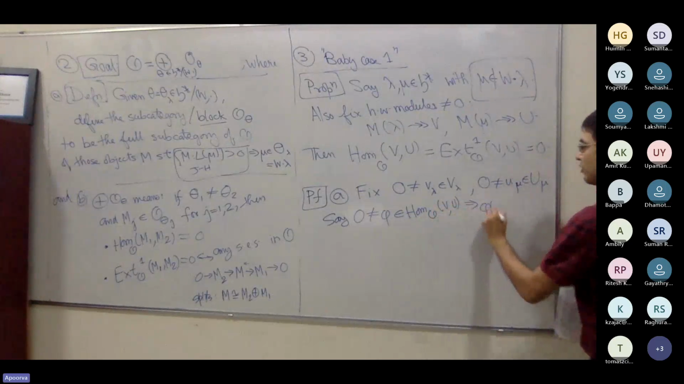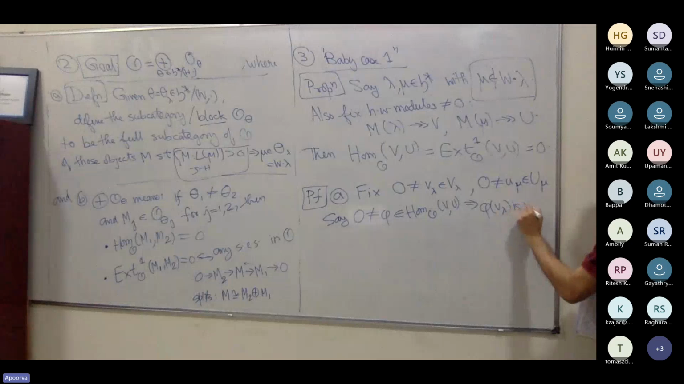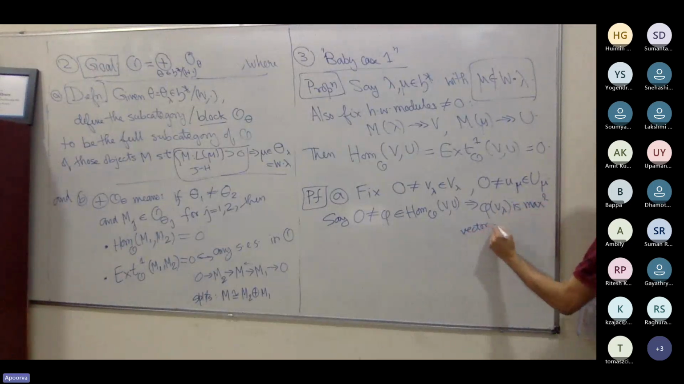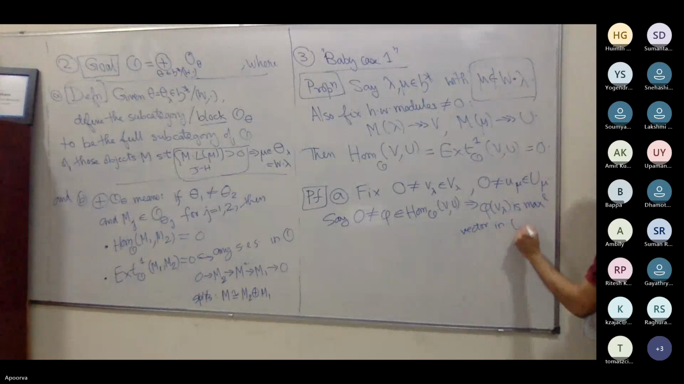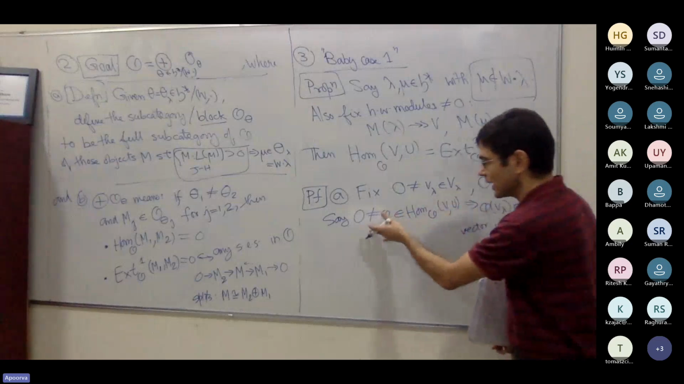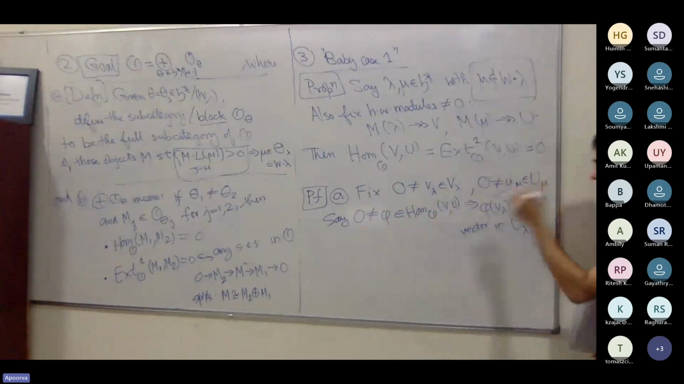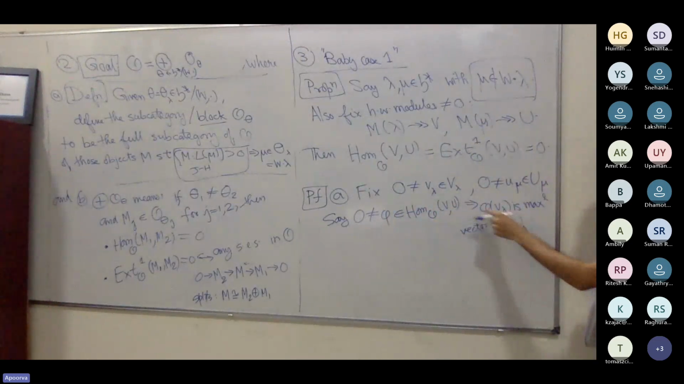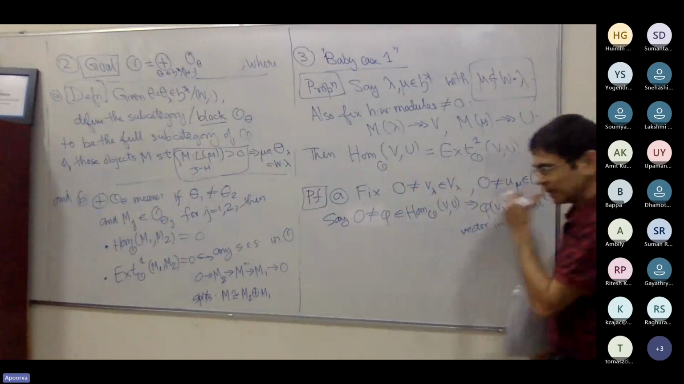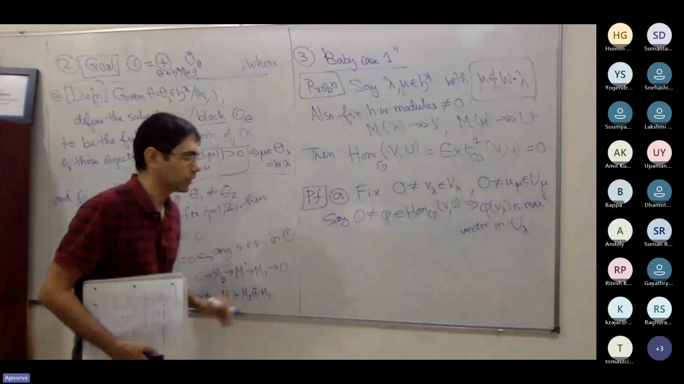Then what do we know? We know that phi of v lambda is a maximal vector in U, because phi has to preserve weights as well. It's an H-module map as well as a G-module map. So it goes to the lambda weight space, and of course n plus acts by 0. At some point I should start skipping and not mentioning.